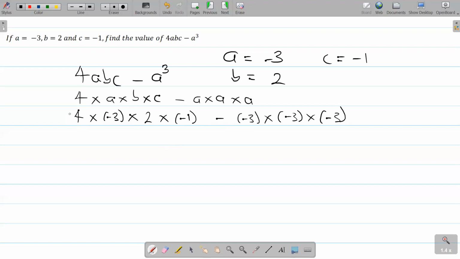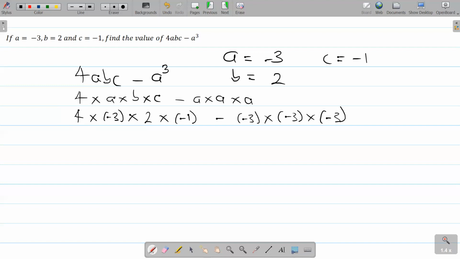So watch here. The 4 is positive, right? Yeah, it's positive. I think this one is kind of going far. Can you take it a bit again? Okay. So this is 4 times A times B times C. You understand this part, right? Yes. Then minus A times A times A, which is also okay for you.